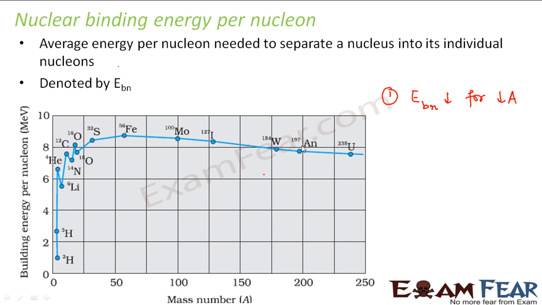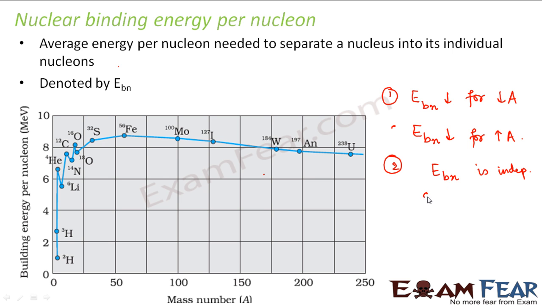Now if you see this middle range, here the binding energy is constant. There is not much variation in the binding energy. But again, if you look at the higher end, the binding energy starts decreasing. So the binding energy is less for lesser mass numbers, and also less for very high mass numbers. And the second conclusion is that the binding energy per nucleon is independent of mass number.